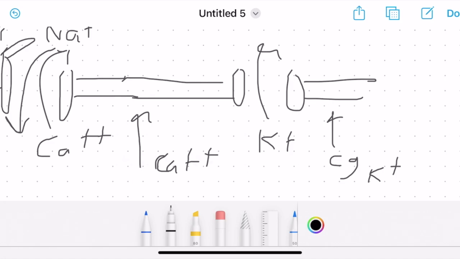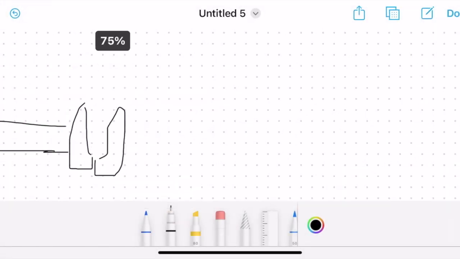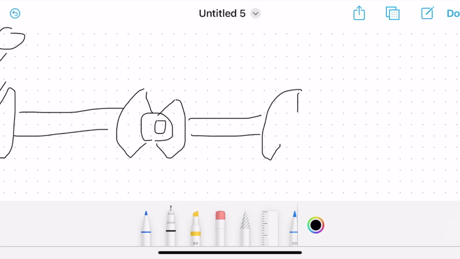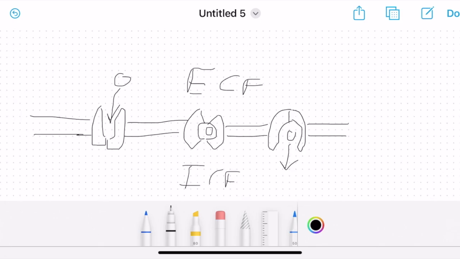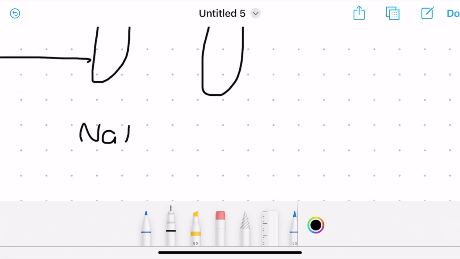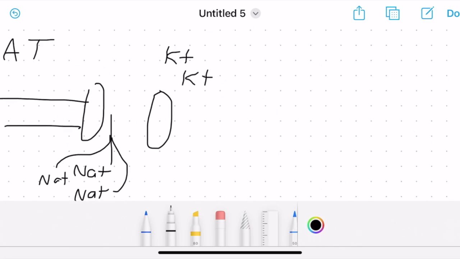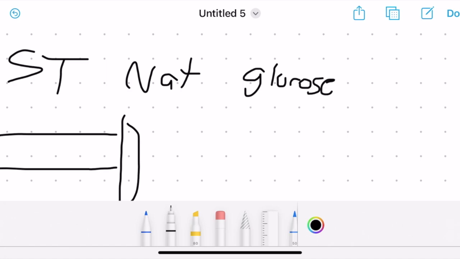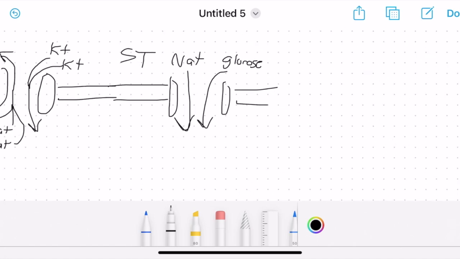Next, we have carrier-mediated diffusion, which involves proteins that bind to specific molecules, carrying them across the membrane, once again following their concentration gradient. Finally, active transport uses energy, often ATP, to move molecules against their concentration gradient, ensuring substances like nutrients are absorbed even when their concentration outside the cell is low.